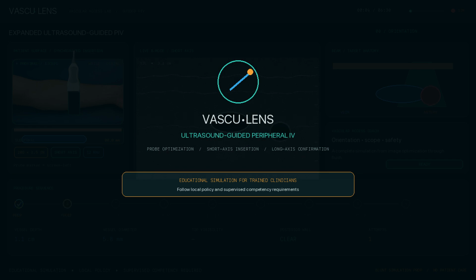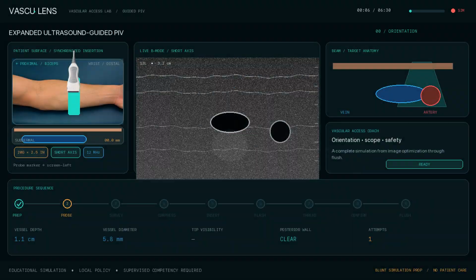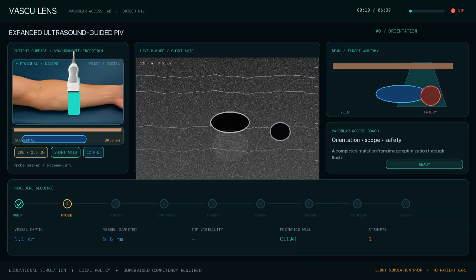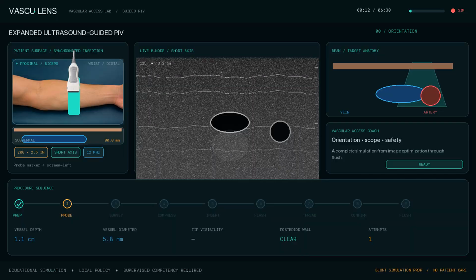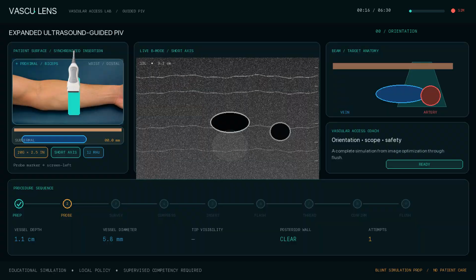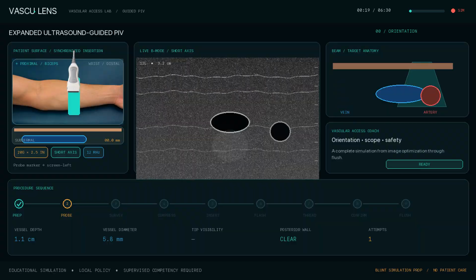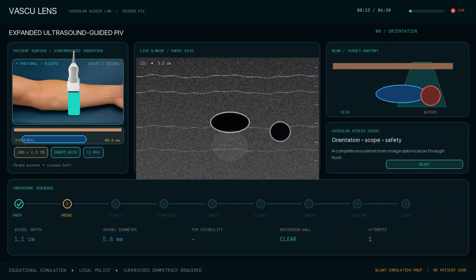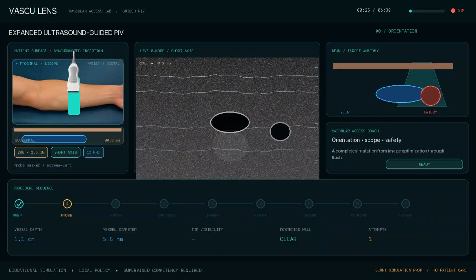This expanded simulation demonstrates ultrasound-guided placement of a long peripheral IV, including image optimization, short-axis needle tip control, flashback, catheter advancement, long-axis confirmation, connection, and flushing. It is education for trained clinicians, not a substitute for local policy, manufacturer instructions, supervised competency, or patient-specific judgment.